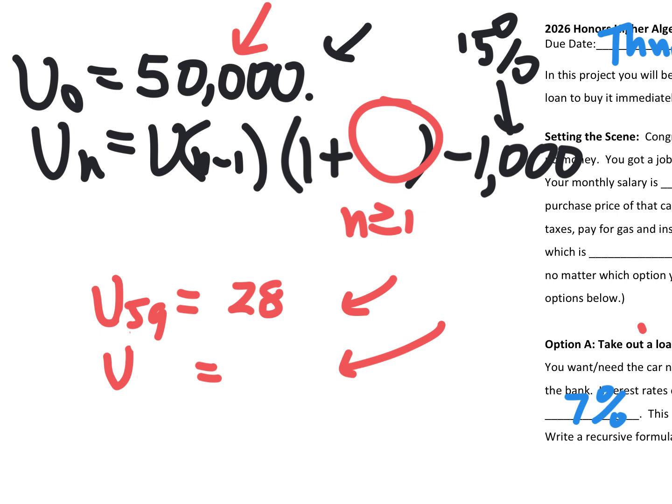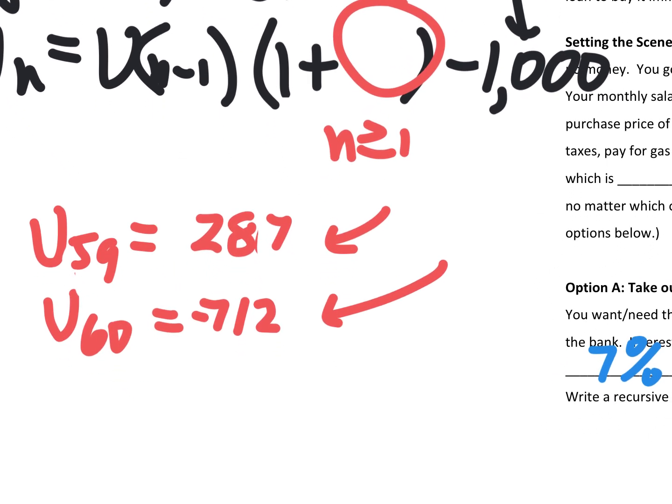286. All right, and then at 87 rounded. Oh, rounded to 87. Okay. And how about U60? 700 negative 712. All right. Is that rounded correctly also? Excellent. So now you have enough info here to know that it took exactly 60 months to pay this thing off. Okay?